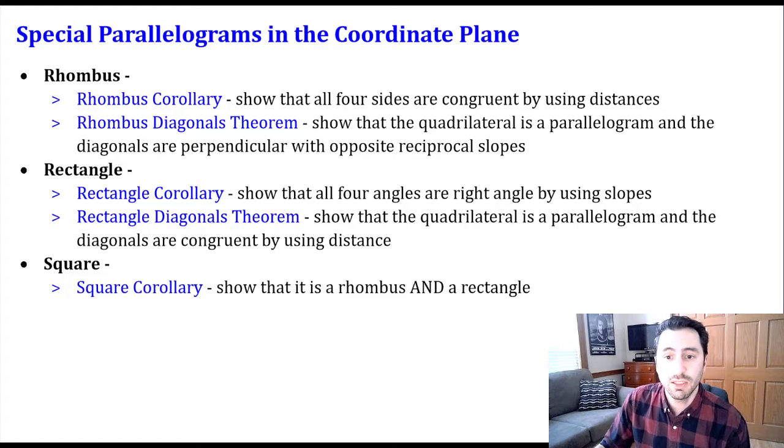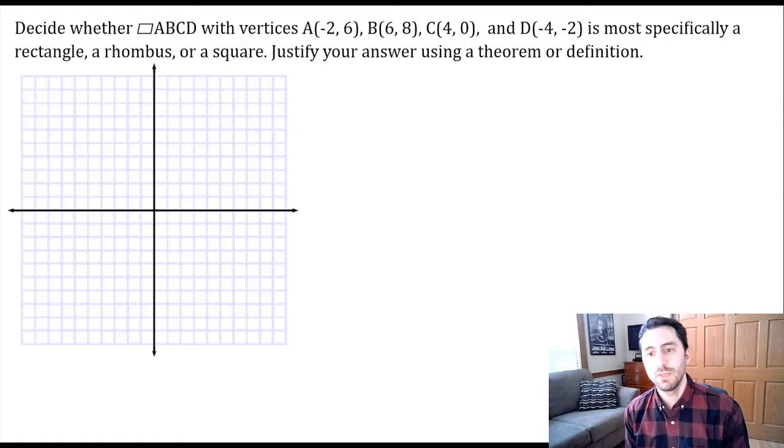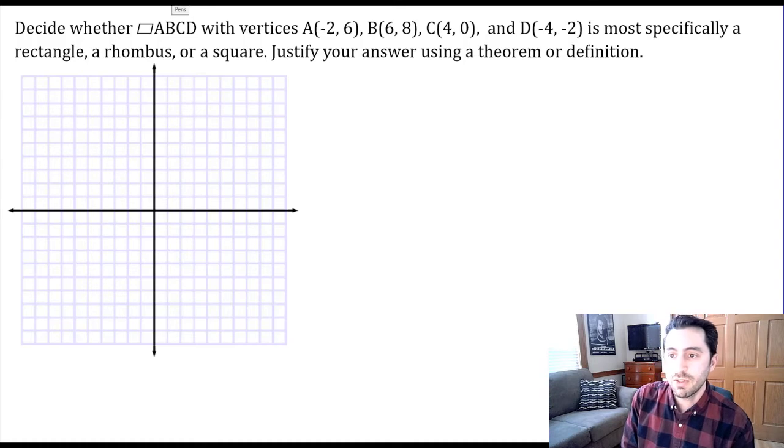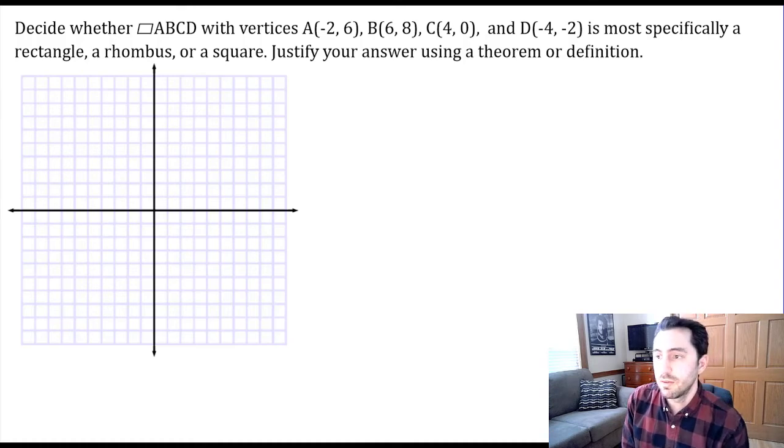Now let's take a look at an example. So I have a parallelogram ABCD. They're already telling me that it is a parallelogram. And I have the vertices (-2, 6), (6, 8), (4, 0), and (-4, 2). And I want to determine if this is a rectangle, a rhombus, or a square. So let me start by graphing this parallelogram.